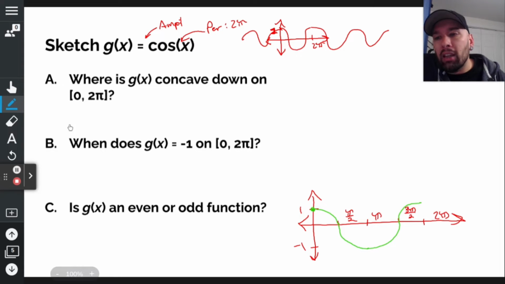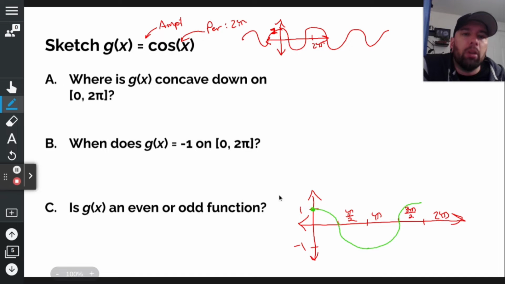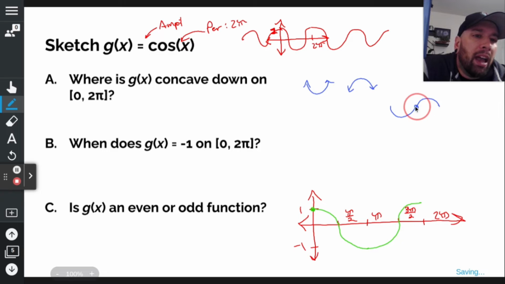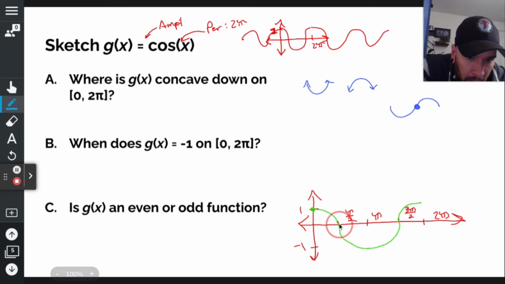What part A is asking is, where is g of x concave down on 0 to 2 pi? Concave up, if you remember, looks like this. Concave down looks like this. The change from concave up to concave down has an inflection point right here. So I'm looking for the inflection points, where it has a concavity, then changes concavity, and then has a concavity again. At the inflection points there is no concavity. It's neither.